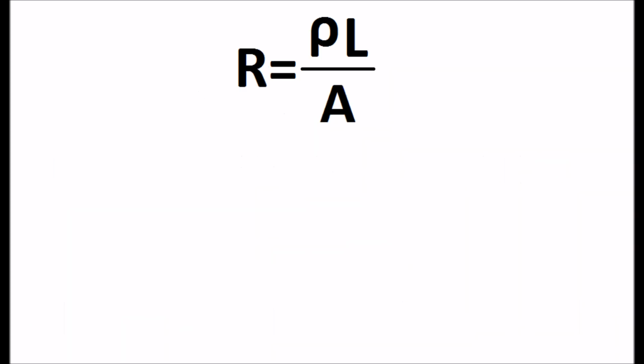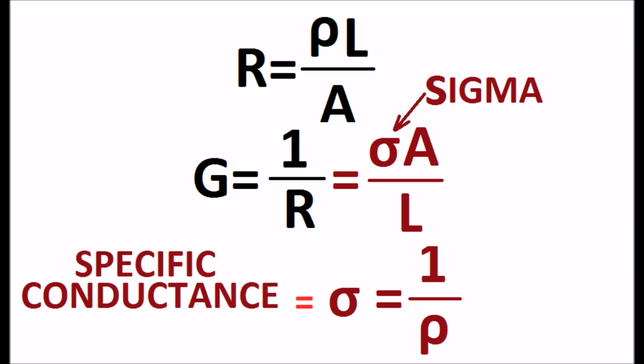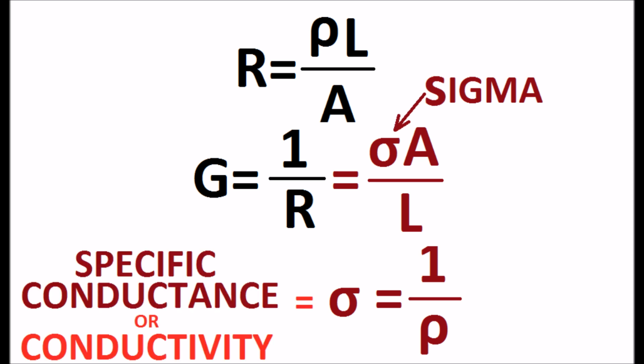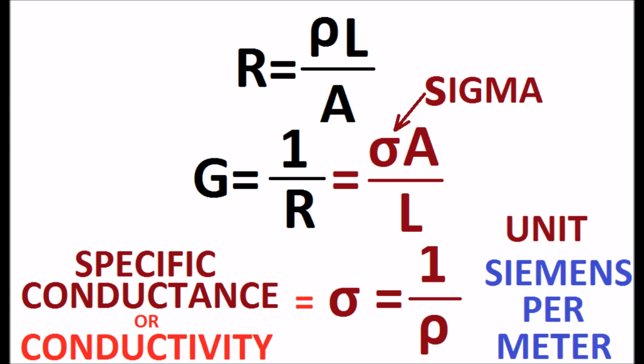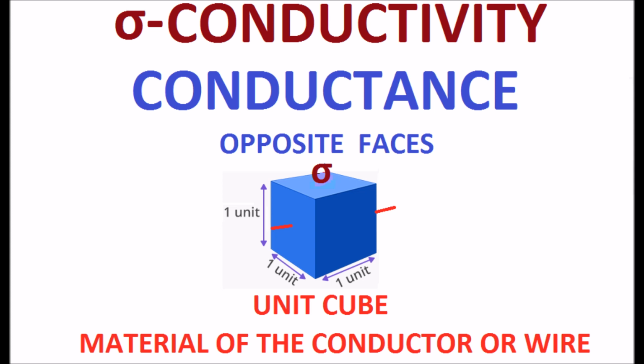Since R is equal to rho L by A, and G is equal to 1 over R, therefore G is equal to sigma A by L, where sigma is 1 over rho. Sigma is known as specific conductance or conductivity of the material. The unit of conductivity is Siemens per meter. The conductivity is defined as the conductance between the two opposite faces of a unit cube.